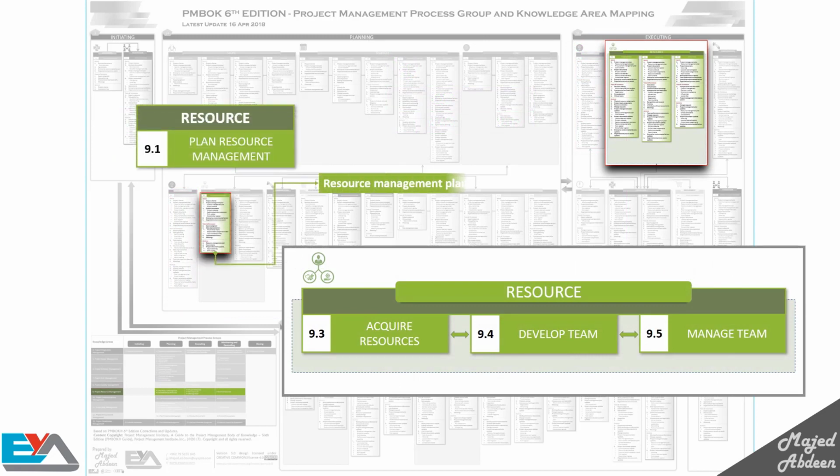It's the same idea here in the resource management knowledge area. We execute what we've already planned. In the executing process group, we have 3 processes. First, you will acquire resources.